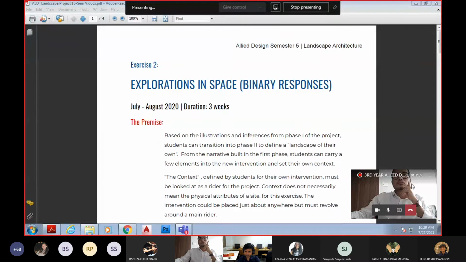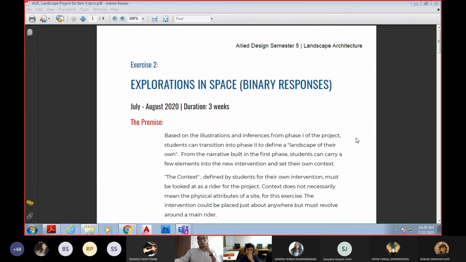So what I can do is share my screen. Just let me know if you can see my screen. Can you all see my screen? Yes, we can see. Okay.